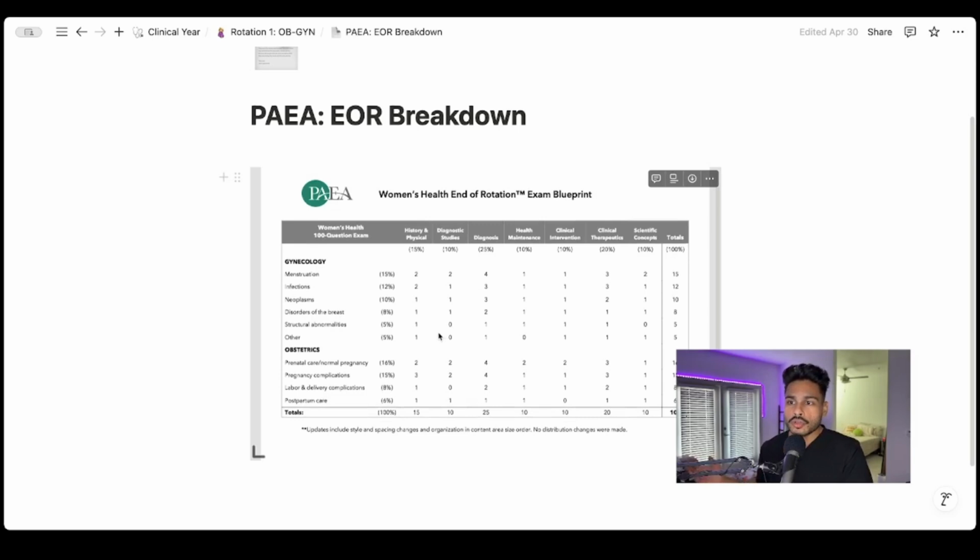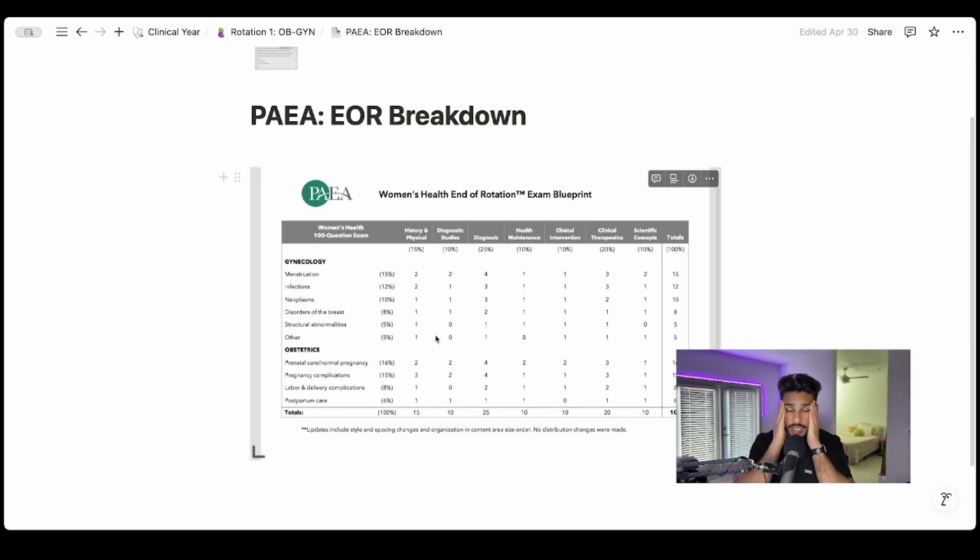For OB, the two main ones are prenatal care and pregnancy complications. And so I'll spend most of the time on them. And then I'll just review labor and delivery complications and postpartum care here and there. So this page serves as my way to focus on what is important and what is high yield. If I'm focusing too much time on oral contraceptives, like mechanism of action and dosage, then there's something really wrong with that study method, because it's not going to serve me on my EOR. There will only be maybe one question, for example, from that section.